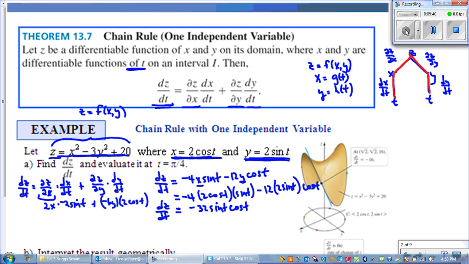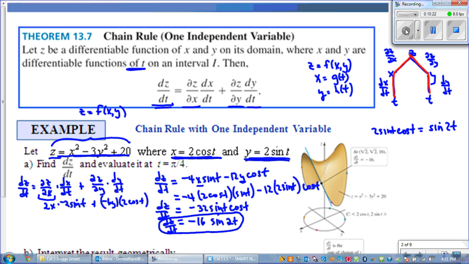Now you can go ahead and plug in pi over 4 for the t here. If you want to use your trig identities and recognize this sine t cosine t, and remember that 2 sine t cosine t would be the same thing as just sine of 2t, then I could change this to negative 16 sine of 2t, just to make it a more simplified expression. But there are equivalents, so it's not necessary. So that's the dz/dt in the most simplified form. The one above it should be just as good.